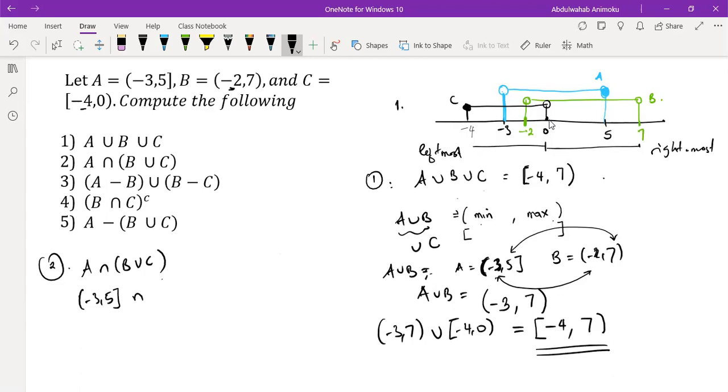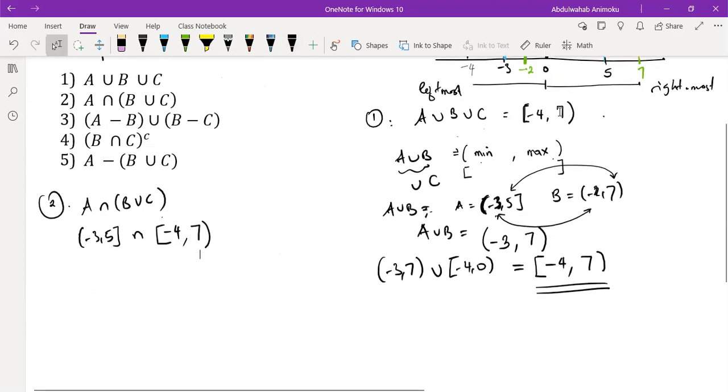B union C is just the minimum of -4 and -2, which is -4 with closed bracket, and then the maximum of 7 and 0. So we're checking the end term. The maximum of 7 and 0 is 7 with what? Closed, right? So this is B union C. Now A intersection, this would give us what?